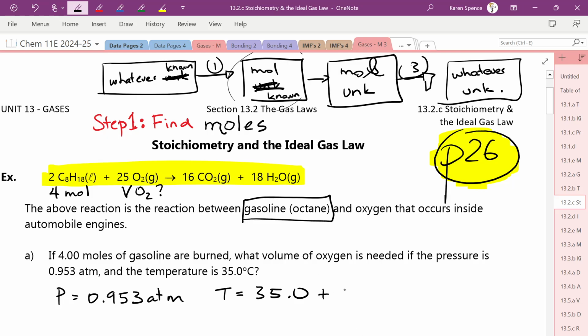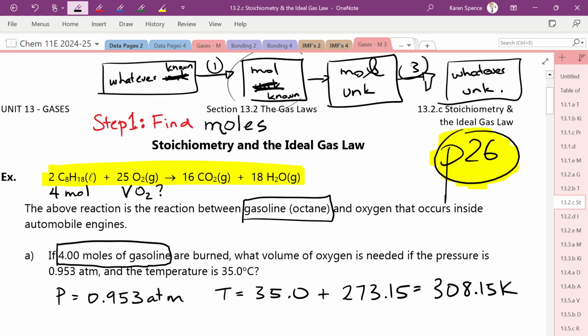So what should we do with that number? Convert it to Kelvin. So we will add 273.15 plus 35. I'm sure some of you could do that in your head, but I can't. 308.15 Kelvin. Okay. So step one, moles of the known. We already know moles of the known, so we don't have to do anything there, right? So we are now looking for the volume of oxygen.